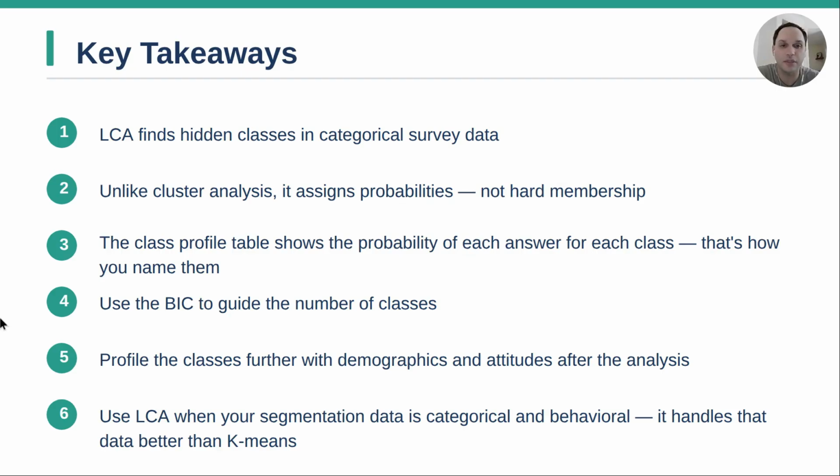The class profile table, showing the probability of each answer for each class, is how you interpret and name the segments. Use the BIC to guide the number of classes and look for the bend in the curve where adding another class stops meaningfully improving the fit. Layer demographics and attitudes on top of the LCA classes after the analysis to make the segments actionable. And use LCA when your segmentation data is categorical and behavioral. It handles that data more naturally and often more cleanly than K-means cluster analysis.